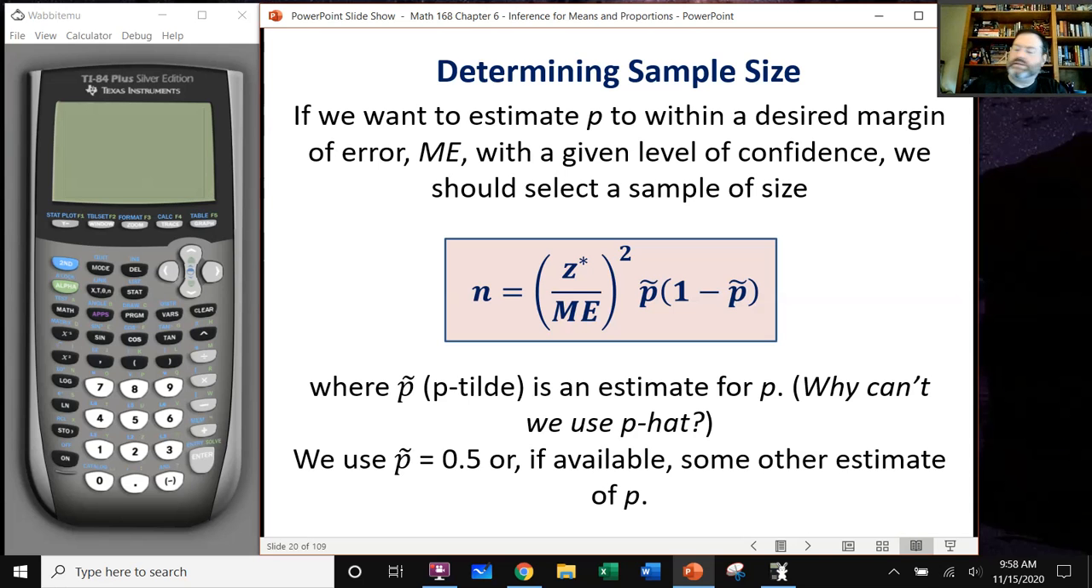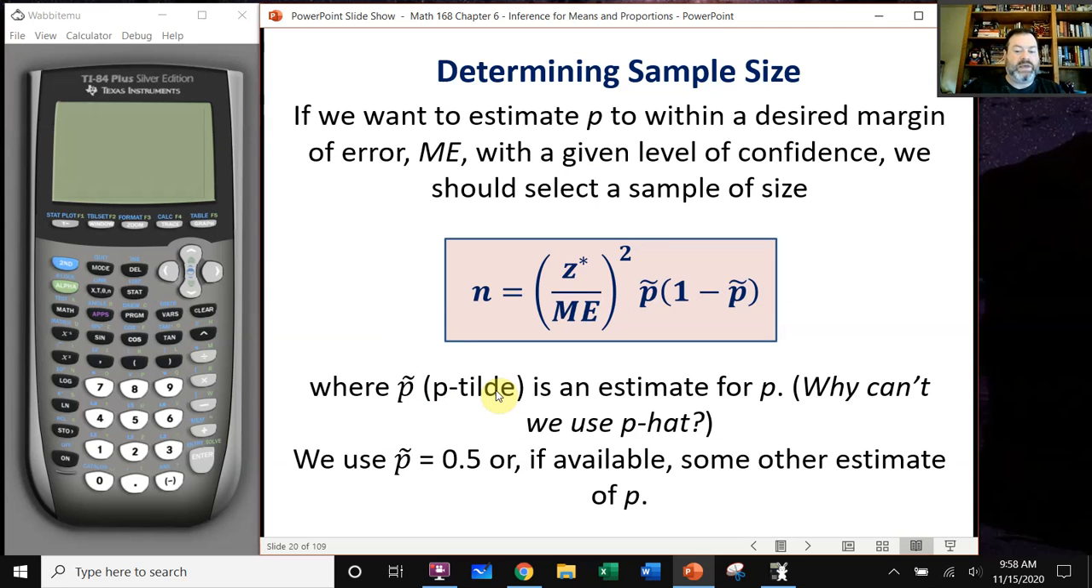So it's this guy here, right? N equals Z star over margin of error, squared. So that whole thing squared. And then this symbol is called P tilde, and it's P tilde times quantity 1 minus P tilde. So this is another estimate for P, right?